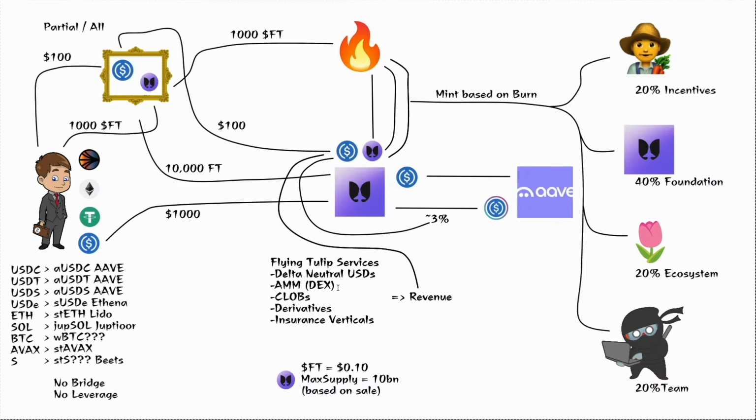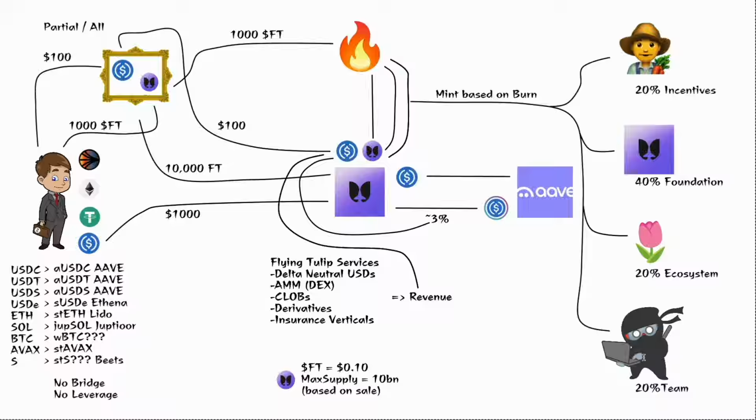So the revenue from Flying Tulip, any of those buyback tokens will be monitored, and they will use them to mint some FT tokens. They'll monitor this burning of FT tokens, and they will mint an equivalent one-to-one amount and use it to pay different entities. Those entities are, for example, incentives, like liquidity mining, rewards on gauges, or anybody who needs to be incentivized. 40% of those tokens will go to the foundation, which is like the DAO treasury, and 20% will go to the ecosystem, which I assume is maybe some sort of airdrop or something, and then 20% goes to the team.